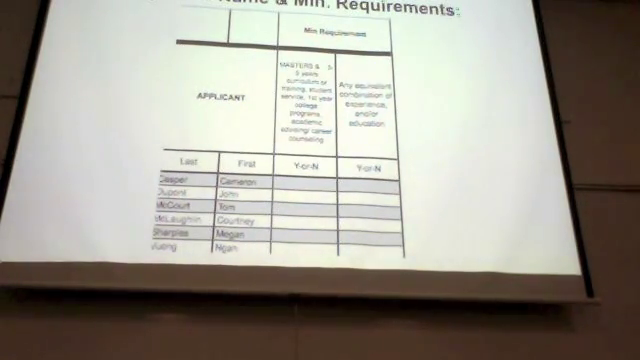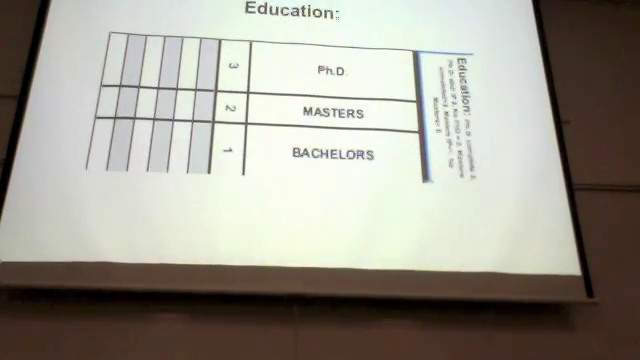The first part of the matrix involves the applicant name and the minimum qualifications. Minimum qualifications are steps in which a candidate must hit in order to even be considered for the job position. In this example, the candidate must have at least a bachelor's degree or a combination of work experience to be considered equivalent. The next segment of our matrix is educational experience.